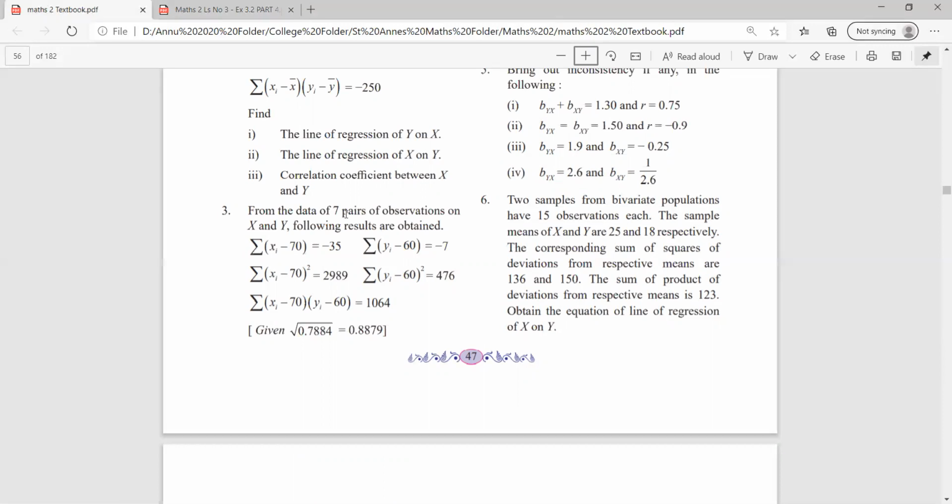Summation x minus 70 is minus 35. Summation y minus 60 is minus 7. Summation x minus 70 the whole square is 2989. Summation y minus 60 the whole square is 476. And summation x minus 70 into y minus 60 is 1064. Now class, can you all tell me what all values are given?